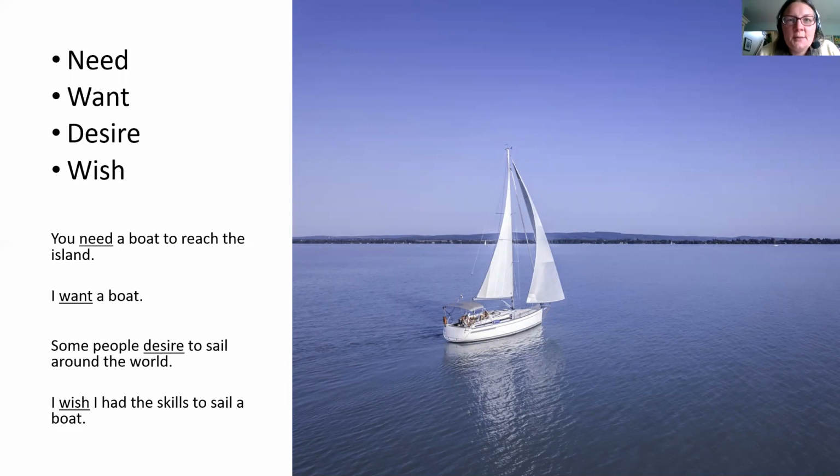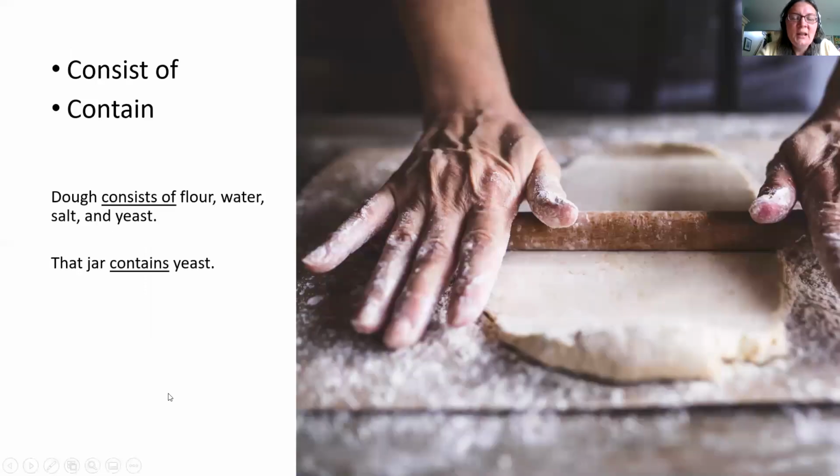It might be something you need that you are wishing for. It might be something you want, but please, please, please. That's wishing. I wish I had the skills to sail a boat, but I don't. All right. The next set has 2 words in it.